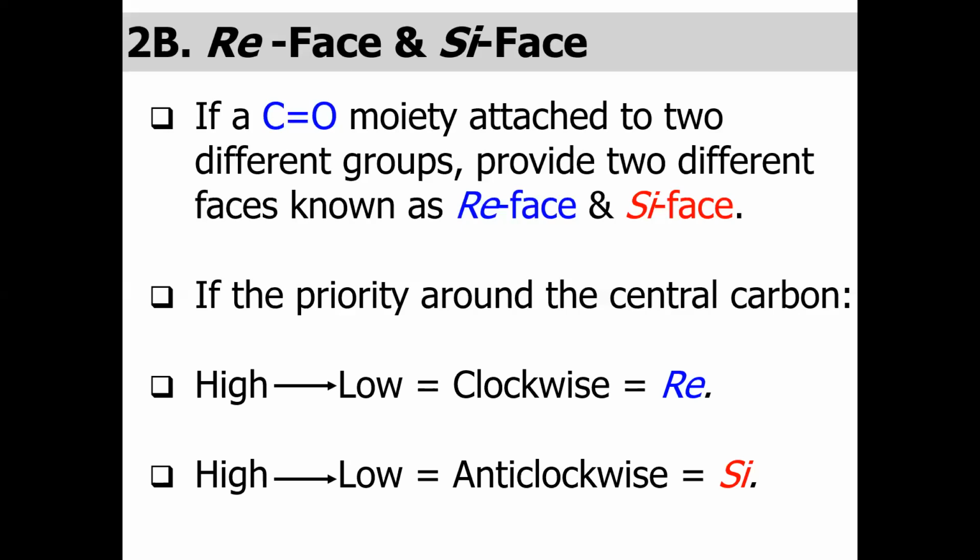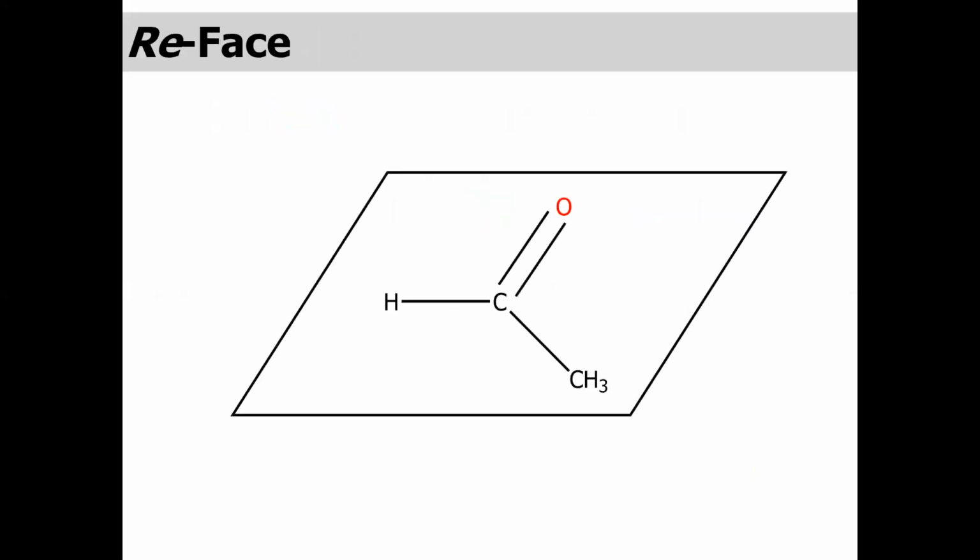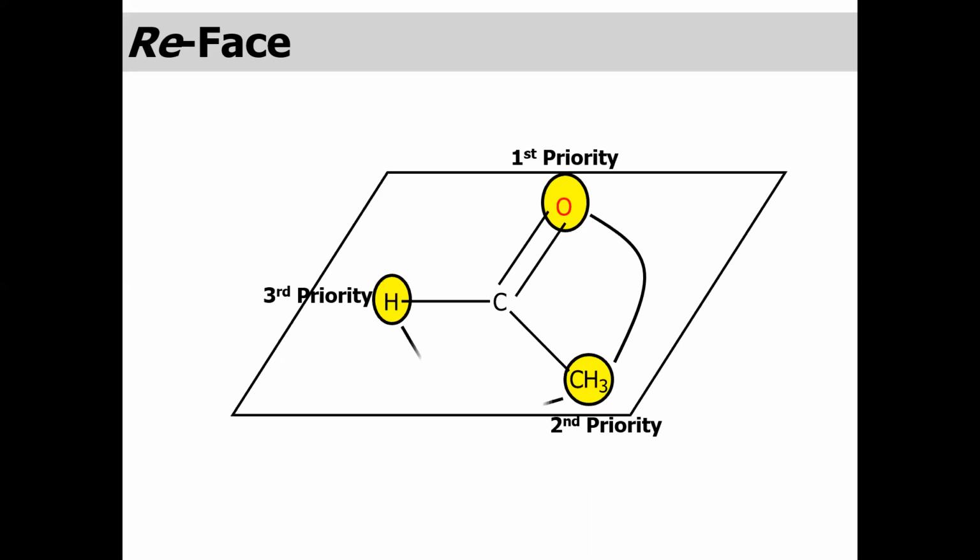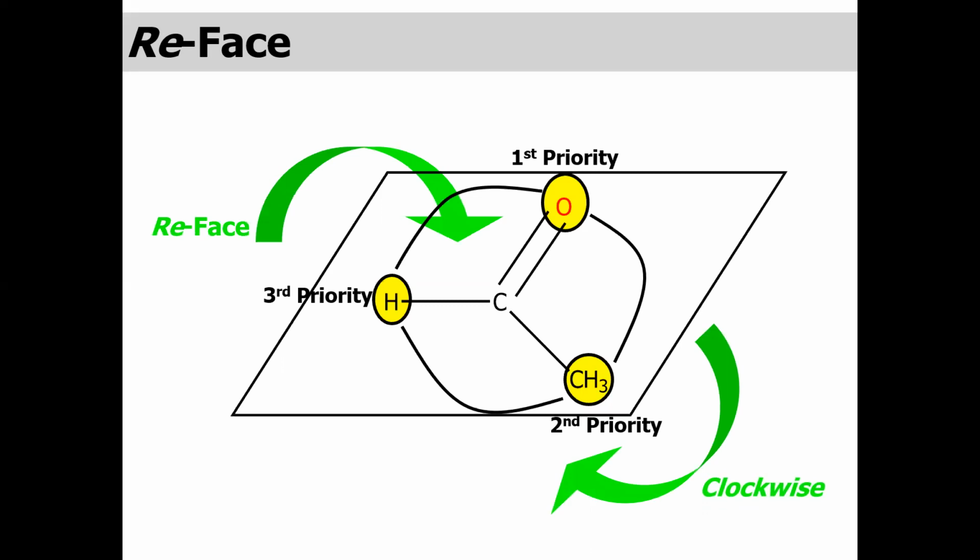Now let us see with the example. For example, this is basically a carbonyl molecule. On the right side, we have the methyl, while on the left side, we have the hydrogen. If we look at the priority, of course the oxygen will have the highest priority in this case, the highest atomic number, and then methyl and this one. This is the priority order. The oxygen has the highest priority, then methyl, and then hydrogen. And it is rotating in a clockwise manner. So we can say it is having the Re face.